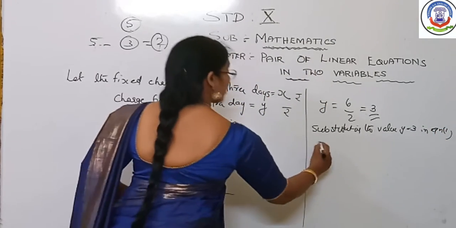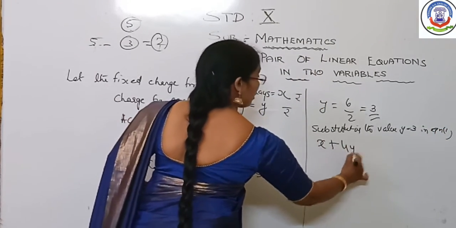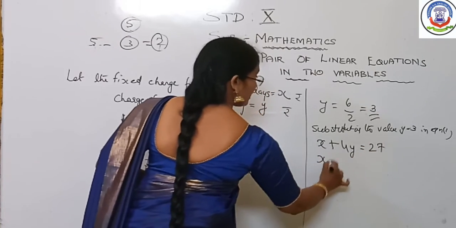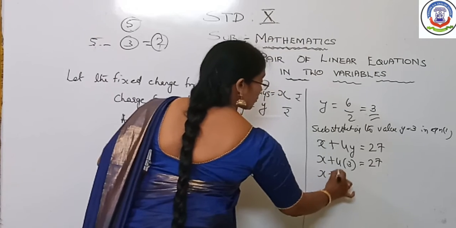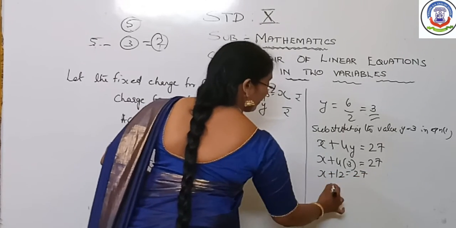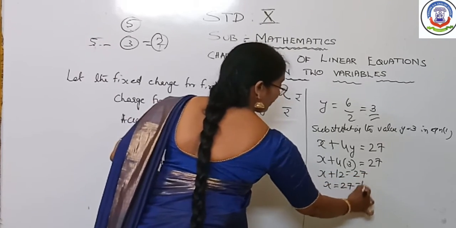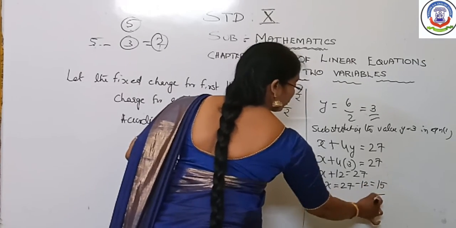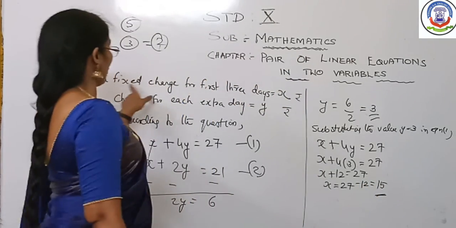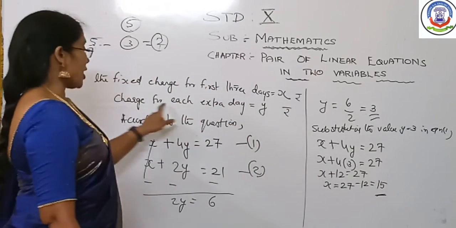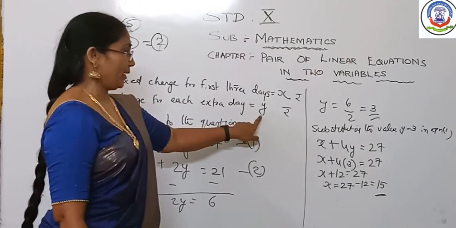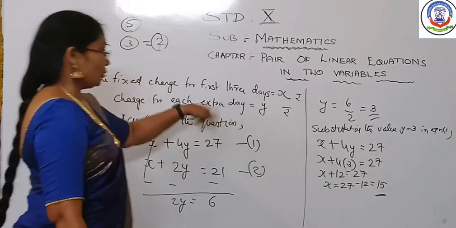What is that? X plus 4y equal to 27. That means X plus 4 into 3 equal to 27. X plus 12 equal to 27. That means X is equal to 27 minus 12, which is equal to 15. That means the fixed charge for the first 3 days was 15, and the charge for each extra day, y, how much is that? 3 rupees. Now you got that answer.